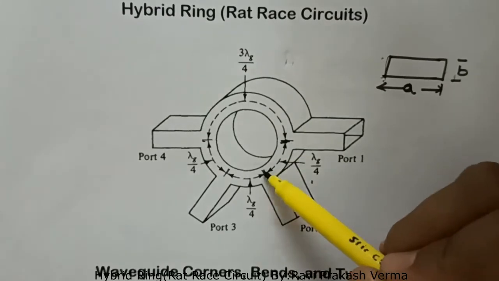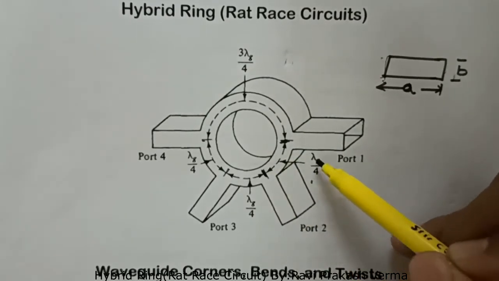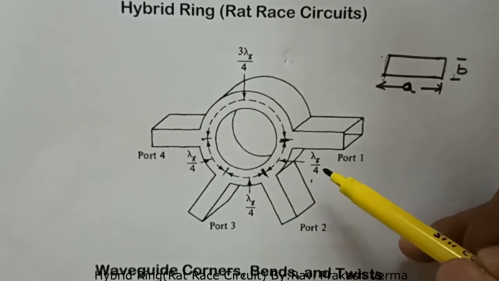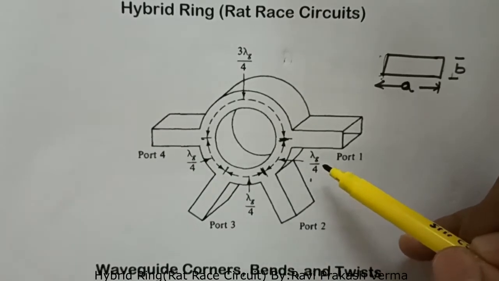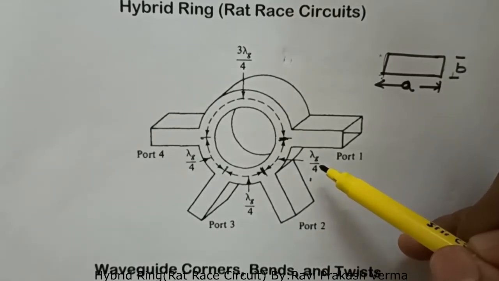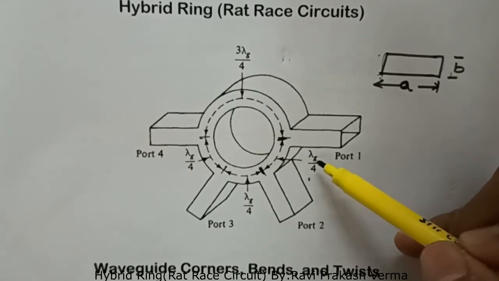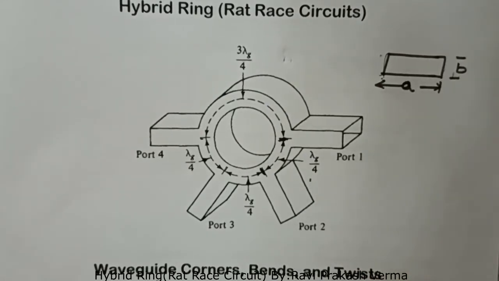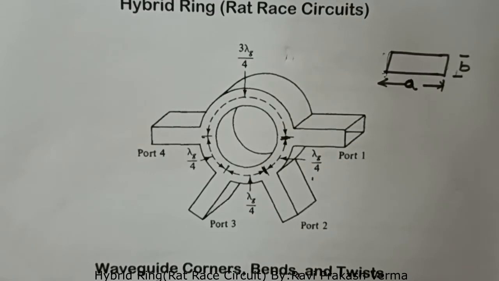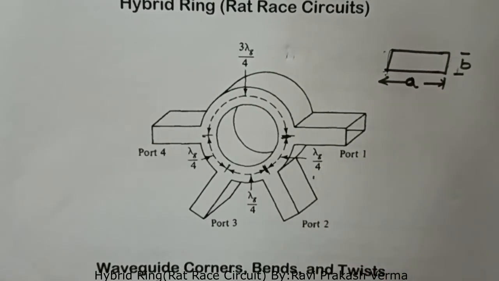The dimension of the hybrid ring is defined based on the wavelength to operate it properly. These junctions are defined in terms of the wavelength. This lambda G means wavelength inside the waveguide, and it is known as guided wavelength. The wavelength of the signal in the guided medium, that is inside the waveguide, is known as guided wavelength.